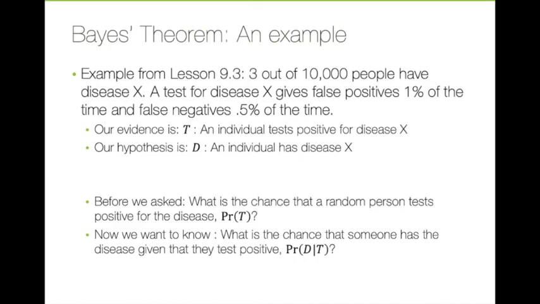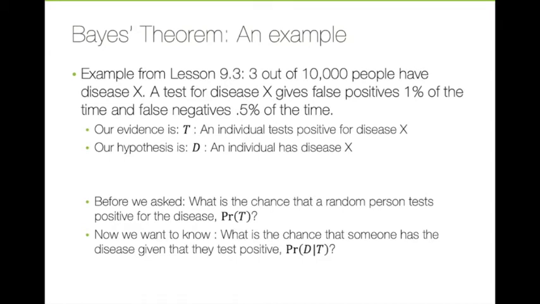We're going to return to a familiar example from lesson 9.3. So in that example, we were told 3 out of 10,000 people have disease X. A test for disease X gives false positives 1% of the time and false negatives 0.5% of the time. In this case, as we've hinted in our discussion already, our evidence is T, that an individual tests positive for disease X. The hypothesis we're looking to evaluate is D. Does the individual have disease X or not? The hypothesis is that they do have disease X.